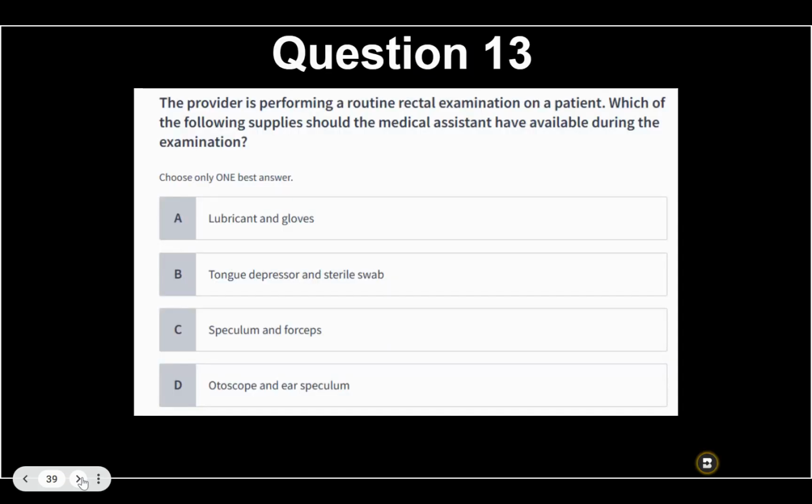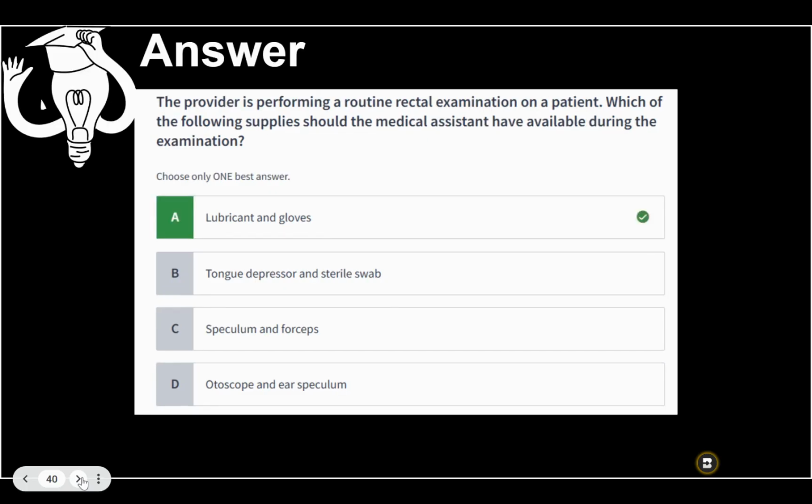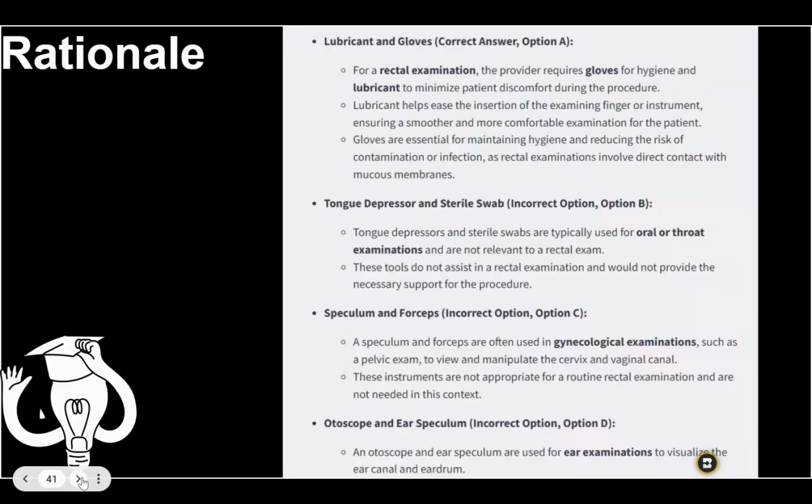Question number 13. The provider is performing a routine rectal examination on a patient. Which of the following supplies should the medical assistant have available during the examination? Would it be A, lubricant and gloves, B, a tongue depressor and sterile swab, C, a speculum and forceps, or D, an otoscope and an ear speculum? If you said A, lubricant and gloves, then you are correct.